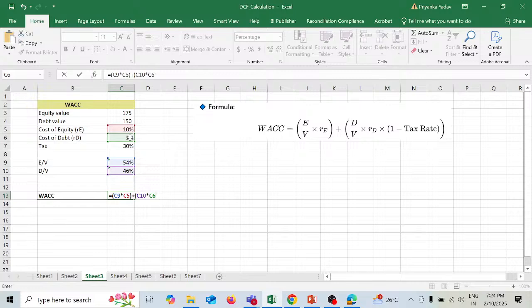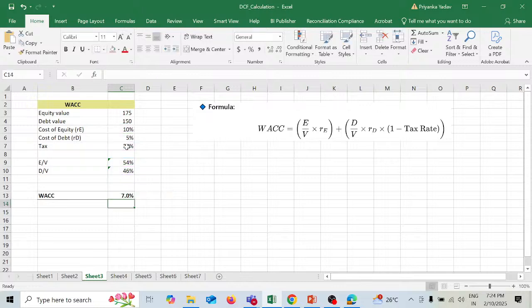Okay, first here close the formula, now close the brackets and multiply it with the tax rate. This is the tax rate. So this way I'm getting weighted average cost of capital as 7%. So I hope this formula is clear to you. This is very simple. There are certain assumptions provided. You just have to calculate E by V and D by V and then multiply it with the cost of equity and cost of debt.